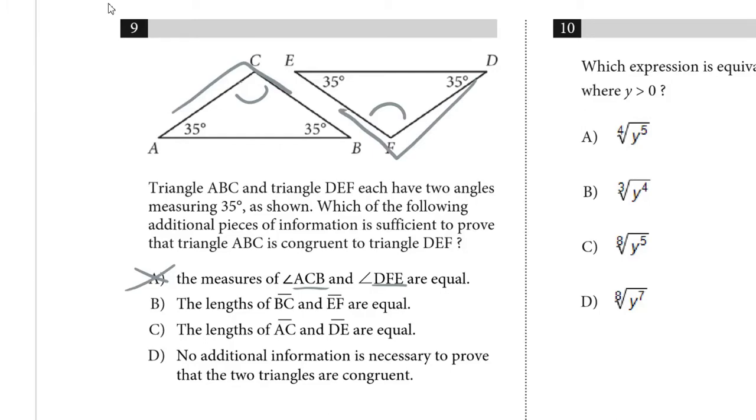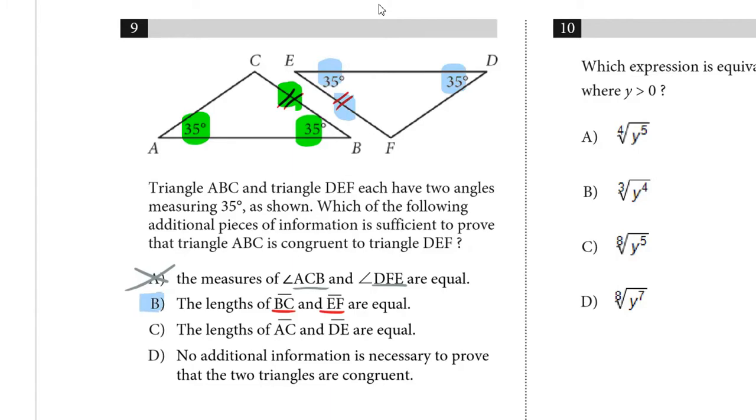Going to the next answer choice, if BC and EF were equal, BC and EF, well, that actually looks pretty good because we've got angle, angle, side, and angle, angle, side, and they're matching up in the same order.